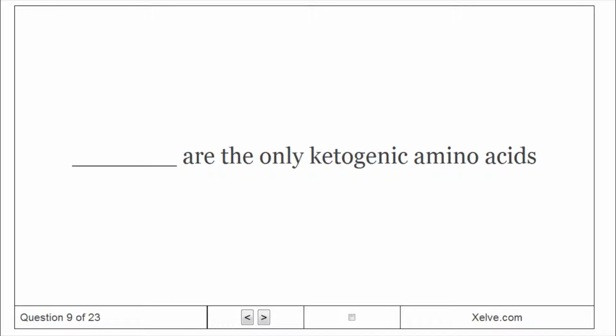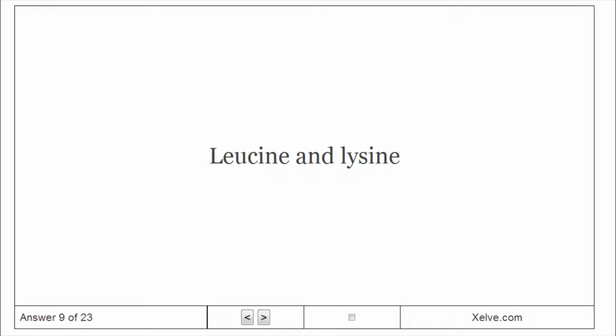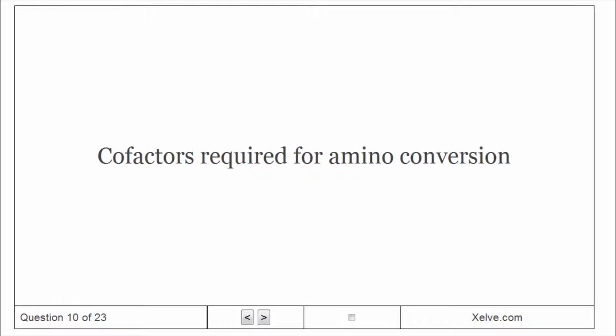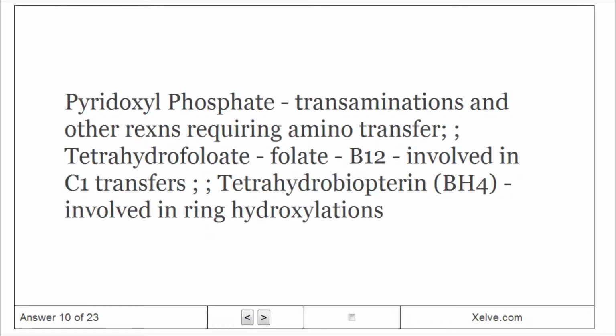Blank are the only ketogenic amino acids: leucine and lysine. Cofactors required for amino acid conversion: pyridoxal phosphate, for transaminations and other reactions requiring amino transfer; tetrahydrofolate, folate and B12, involved in C1 transfers; tetrahydrobiopterin, involved in ring hydroxylations.